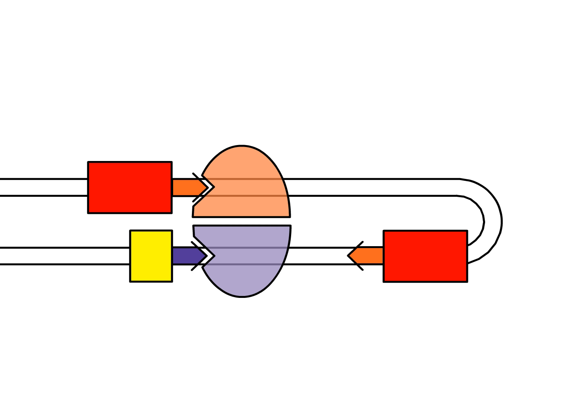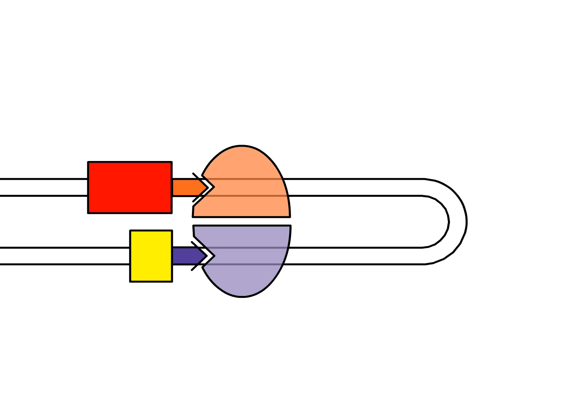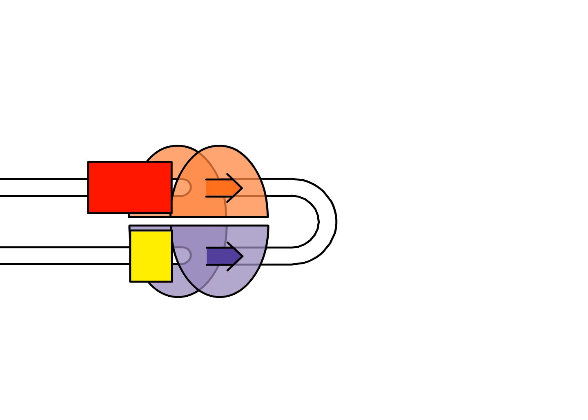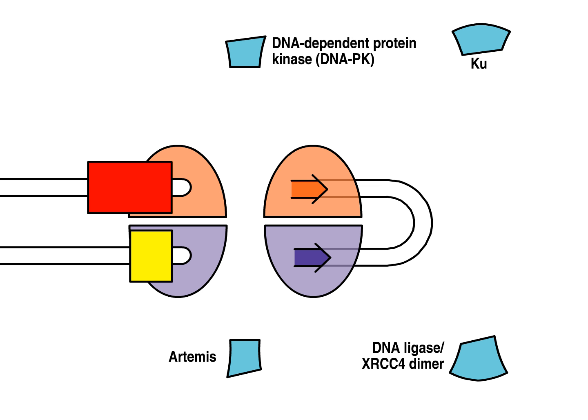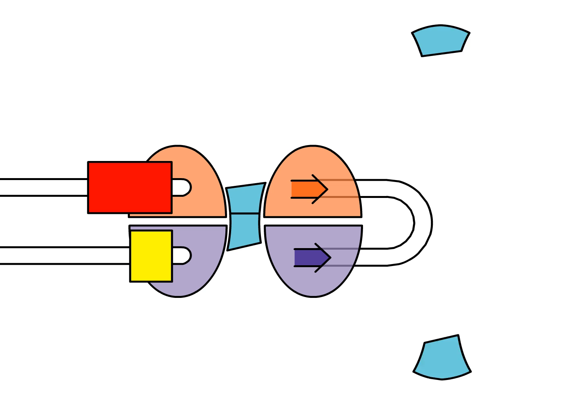The RAG protein complexes bring together the gene segments to be recombined and cleave the DNA exactly at the junction of the gene segment and its adjoining RSS motif. The cleavage creates a hairpin of DNA at the end of the gene segments and double-stranded breaks at the ends of the RSS motifs. Additional proteins, DNA-dependent protein kinase, Artemis, and a dimer of DNA ligase and XRCC4 are incorporated into a large complex with the RAG proteins.